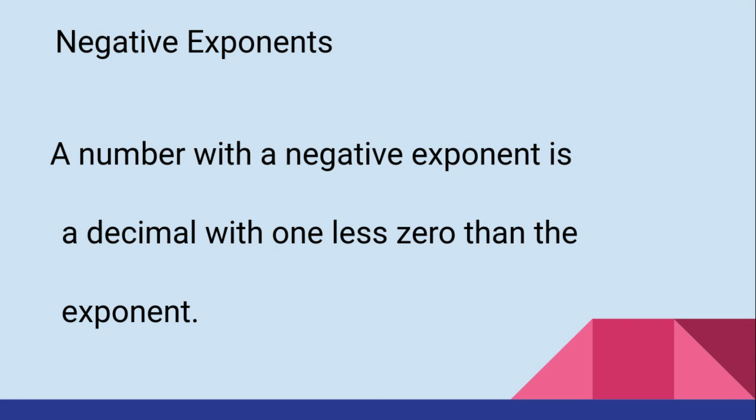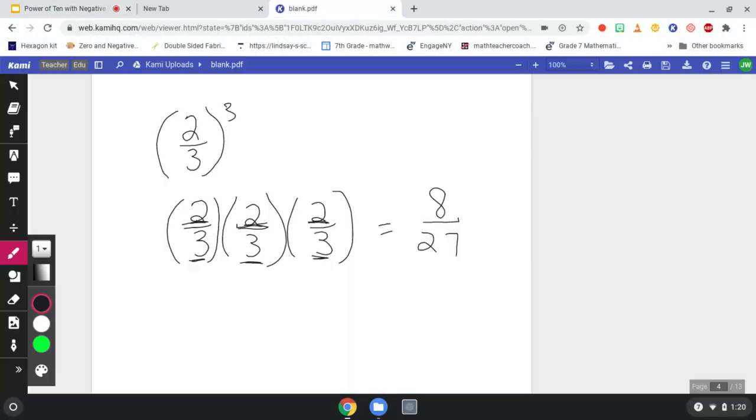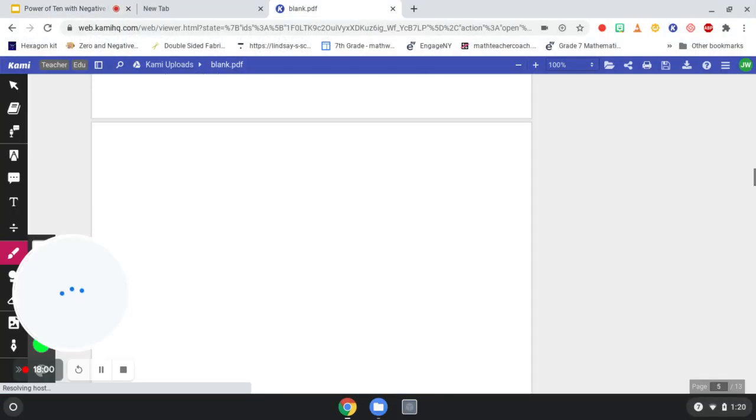A number with a negative exponent can be written as a decimal with one less zero than the exponent. So when it's negative, the negative is going to make me think it's either a fraction or a decimal. If it's a decimal, it's got one less zero than the exponent. Whereas a minute ago, my positive told me exactly how many zeros I have. The negative tells me I have one less. And we're going to do some of those examples. So I'm going to exit back out of this and go back to Cami so we can work a few problems together.